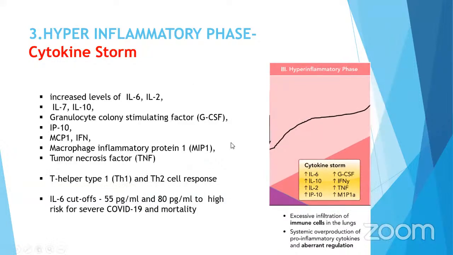Okay. Interleukin 6 mainly, another is tumor necrosis factor increased, and the G-CSF, granulocyte colony-stimulating factor, also increased, and IP10. All the macrophage inflammatory proteins are increased because of the T cell mediated immunity, the Th1 and Th2 cell response. Okay, the interleukin 6 cutoff value is used to assess the risk severity of the patients in COVID-19 infection.